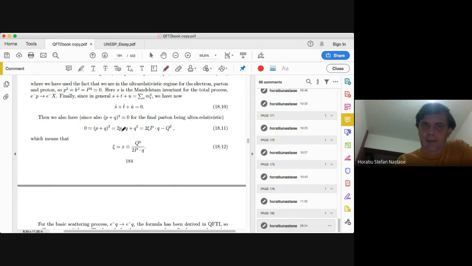And again, as usual, little p is psi capital P. So this combination is 0, and then that means that psi, the fraction, so psi was defined as little p divided by capital P, but now we've derived that it is equal to x, which is by definition capital Q squared divided by 2 capital P dot Q.